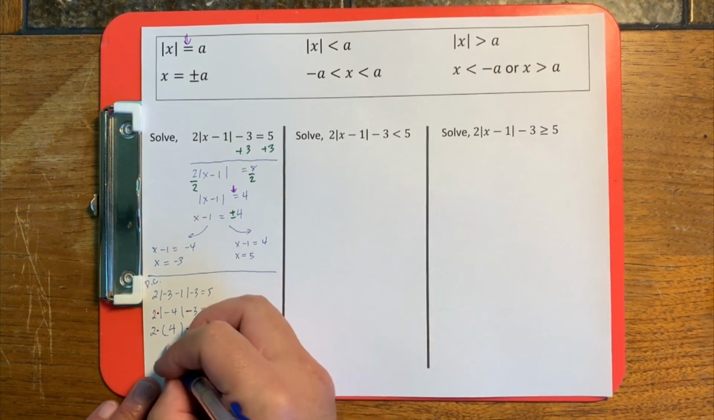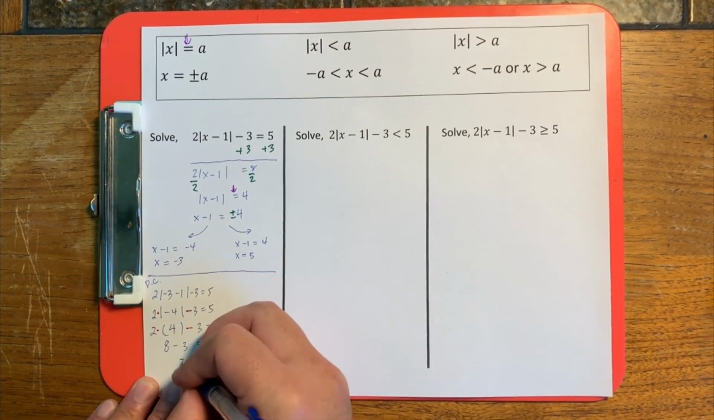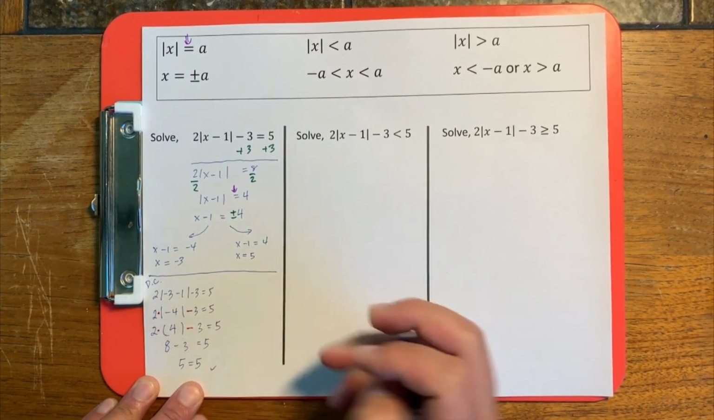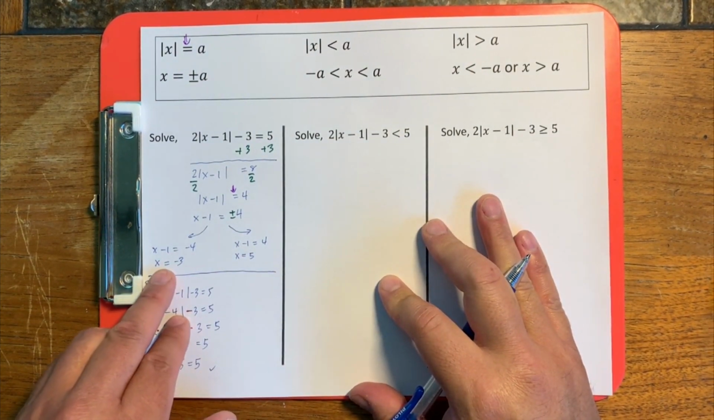And then we do the whole PEMDAS thing. We get 8 minus 3 is equal to 5. 5 is equal to 5. And that's better. Okay. So we have a true statement, so that's a good answer.